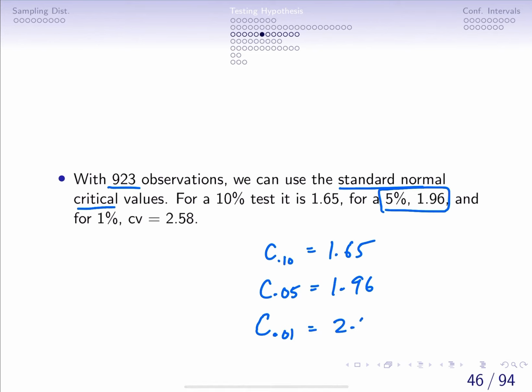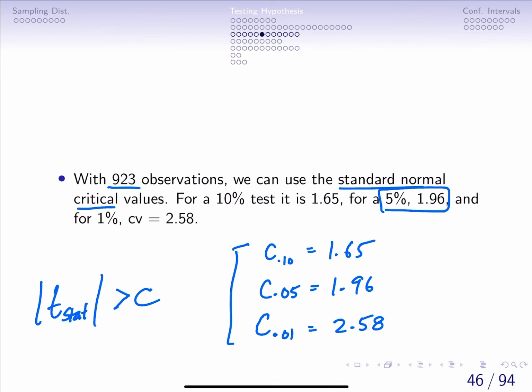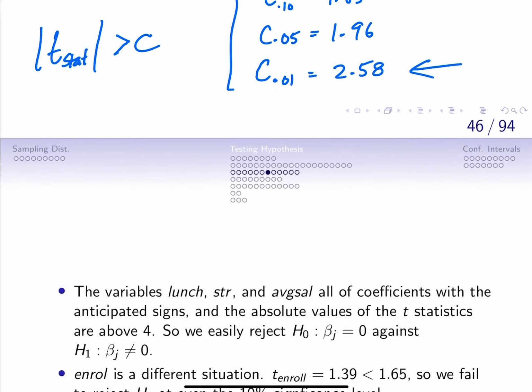Okay, and this is 2.58. Okay, so remember the rejection rules. It states that the t-statistic should be greater than the critical value, right? And so these are the critical values, and this is the strongest test, at least amongst these three.